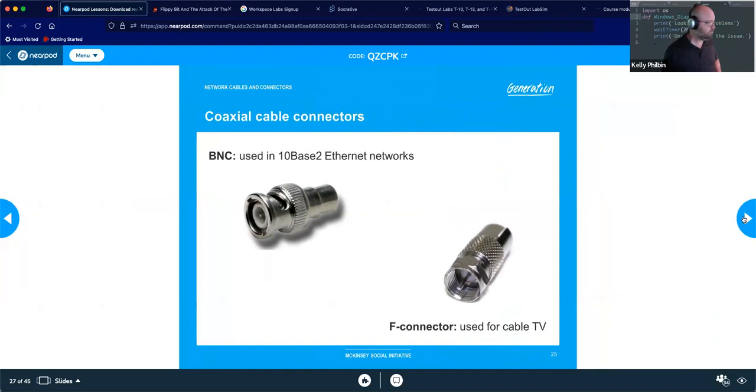All right. Two different types of connectors. We've already gone over this before. We have our old school BNC, which has the little T posts that stick off of the cable. As you push it in, you twist it and lock it.